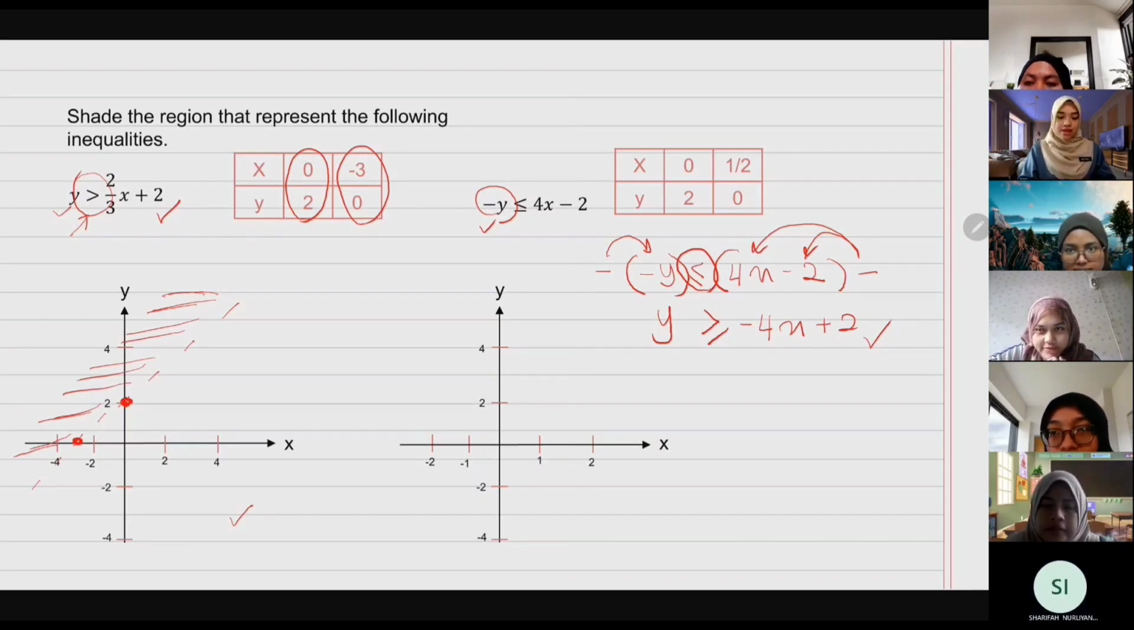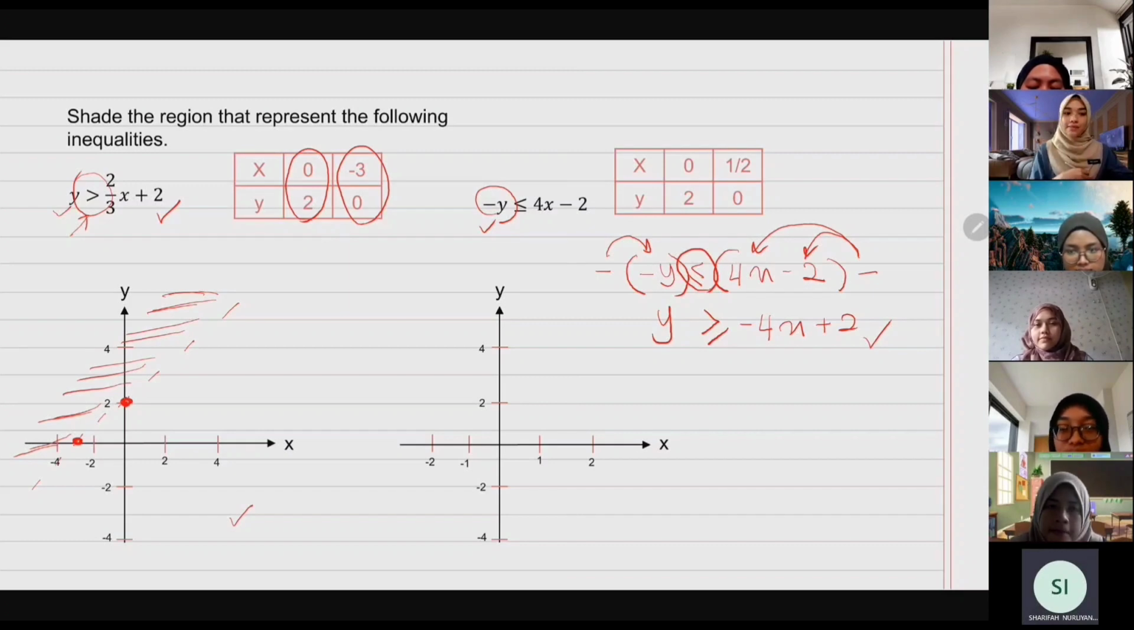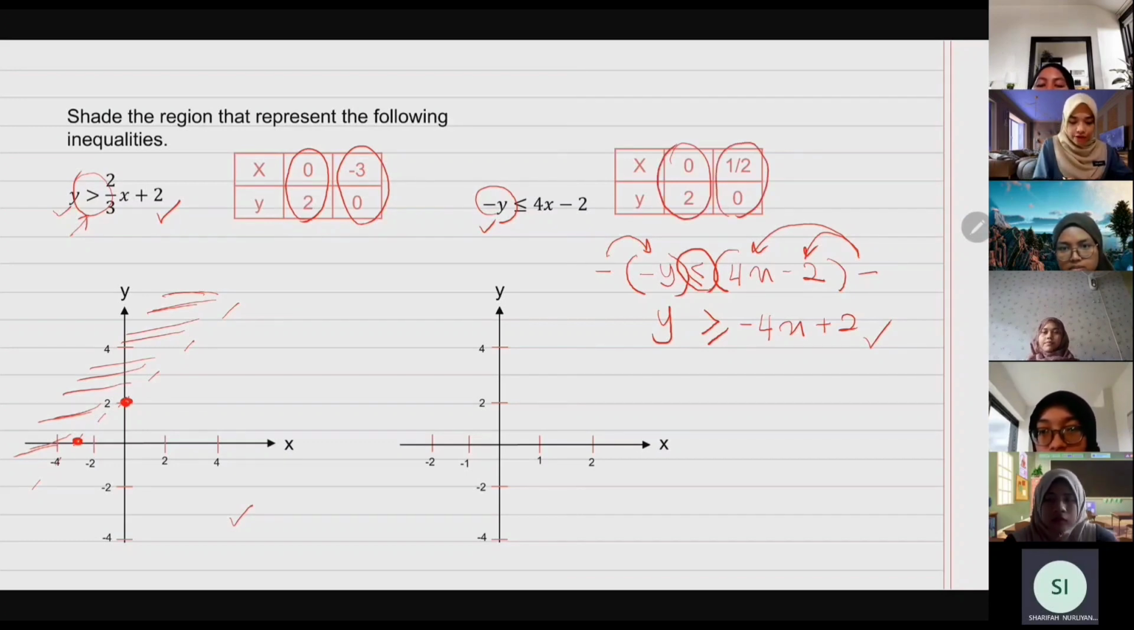Yes, teacher. All right. So now you just need to do the same things as example 1. You need to plot the first and the second coordinate here. The first one is 0, 2, and the second one is 1 over 2, 0.